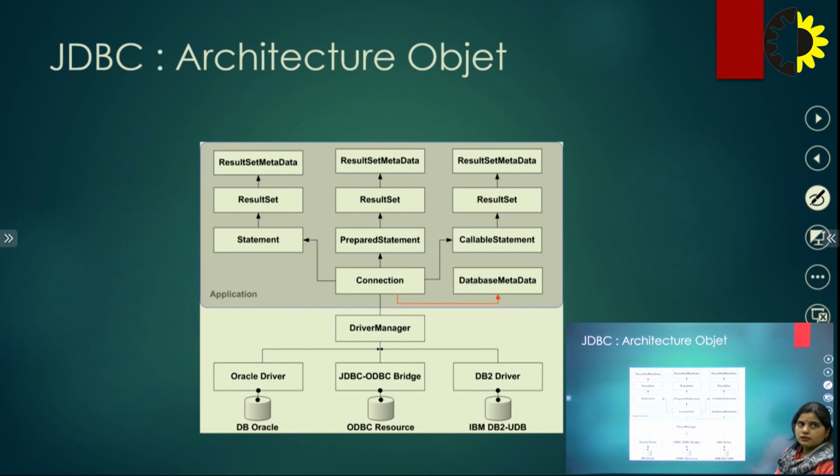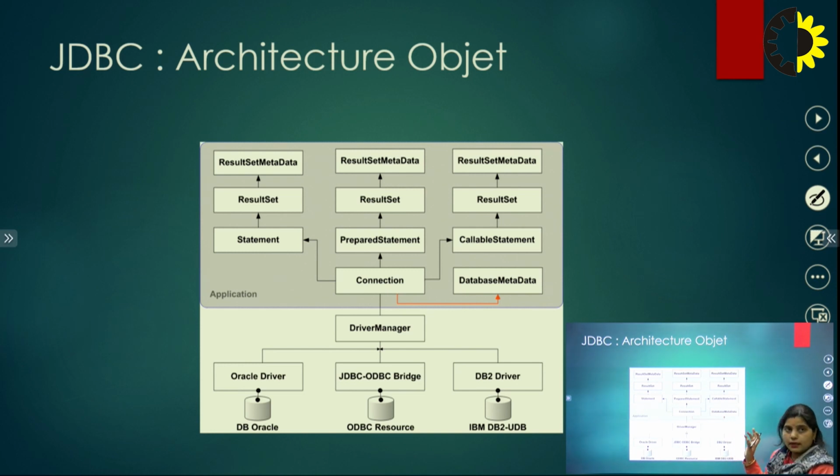This is the architecture object. We have the driver managers: Oracle manager, JDBC Oracle driver, JDBC-ODBC bridge, Database 2 driver. Okay, and they have their connections with the ResultSet metadata, ResultSet, statements, and connection. Basically, the driver manager has its connection with any kind of statement. There are three kinds of statements. When I discuss or show you a program of JDBC connectivity, then these things will be more clear.